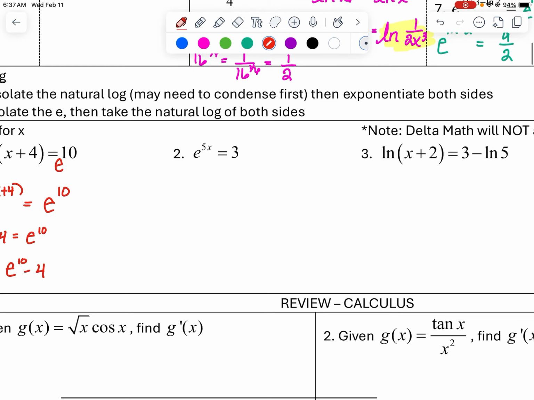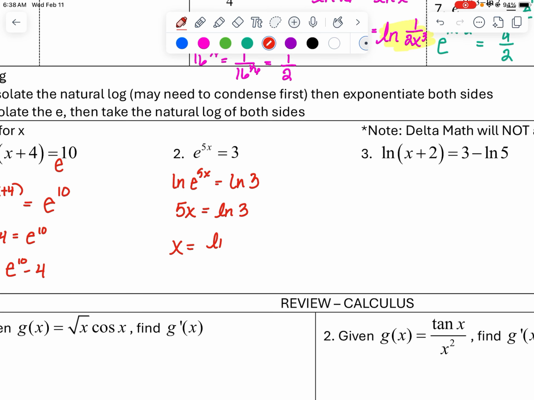Number 2, we have e to the 5x. We need to undo the e, and the way to undo that is to log both sides, and we need to log base e, which is natural log. So natural log of e to the 5x equals natural log of 3. Natural log and e cancel each other out, so 5x equals natural log of 3. Divide by 5. x is natural log of 3 divided by 5.